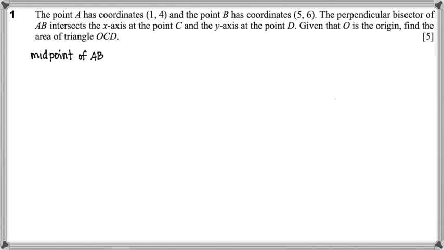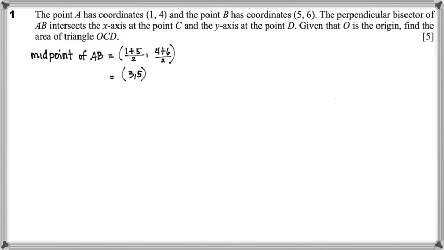So using the coordinates of AB, A is 1, 4. So applying the formula that we learned, we need to add the x coordinates, which is 1 plus 5, I should say, over 2, and then the y coordinates, 4 plus 6 over 2. We get coordinates as 3, 5. So this is the midpoint of line AB.